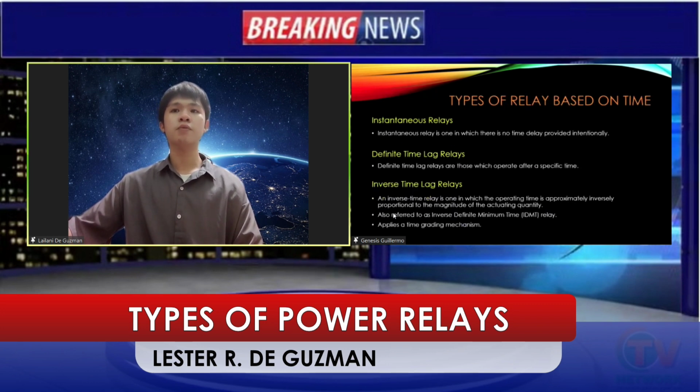Next are the types of relay based on time or the delay time. First one is instantaneous relays, in which there is no time delay provided intentionally. Next one is definite time lag relays, which operate after a specific time. The last one is inverse time lag relays, which operate approximately inversely proportional to the magnitude of the actuating quantity. It is also referred to as the inverse definite minimum time or IDMT relay. It applies a time grading mechanism.